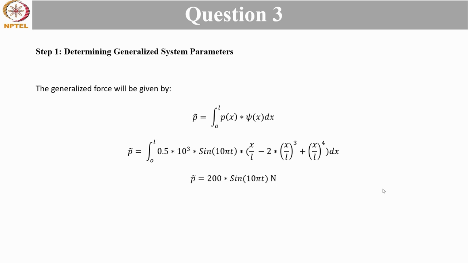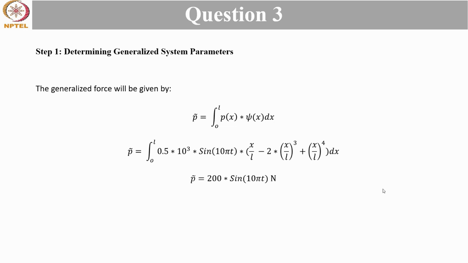And in the end, the generalized force is given by P bar is equal to integration of 0 to L Px into deflection profile function into dx. So what is Px now? Px is the forcing, the external force. It was given as the external force of magnitude 0.5 kilonewton, vibrating at a frequency of 5 hertz. So if we know the frequency, it is a harmonic force.